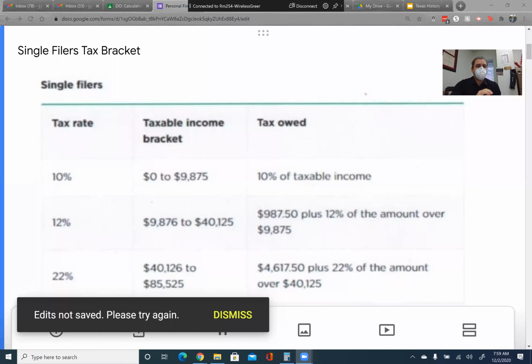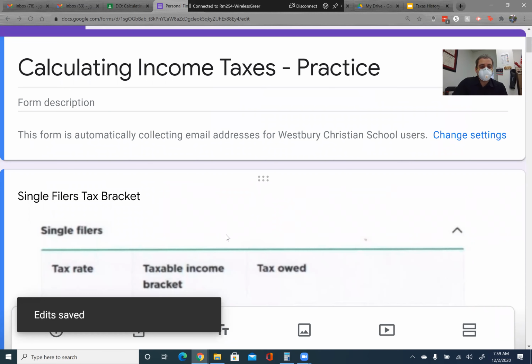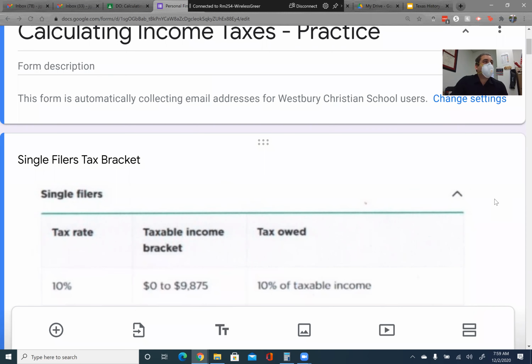All right, so looking over what we were taking care of yesterday, calculating your income taxes. We started off with the single filers. Now, I glanced through y'all's responses, both people in class and online, just quickly. And one of the most common mistakes I saw was not understanding the difference between the individual or the couple's top marginal rate and their effective tax rate.